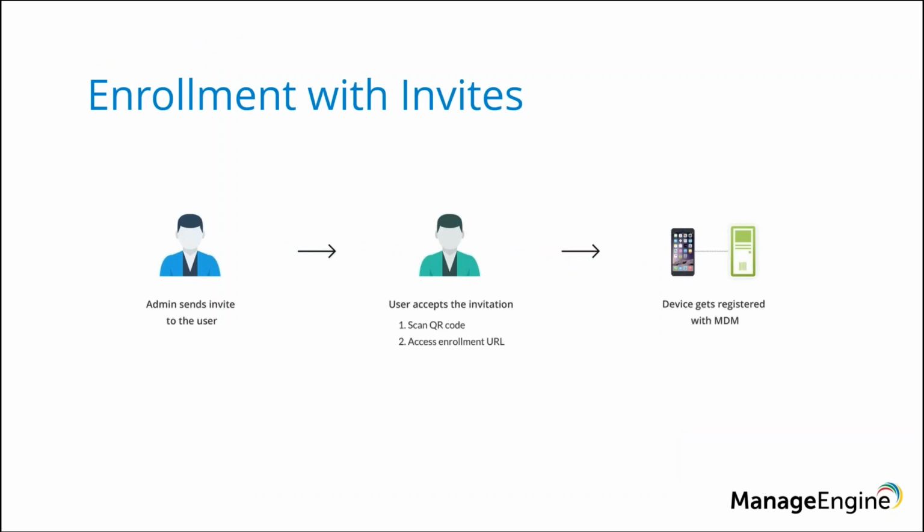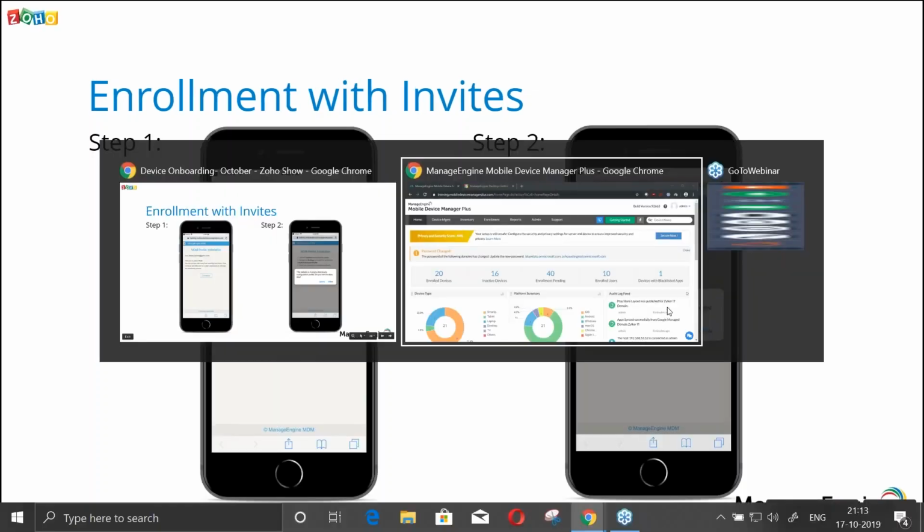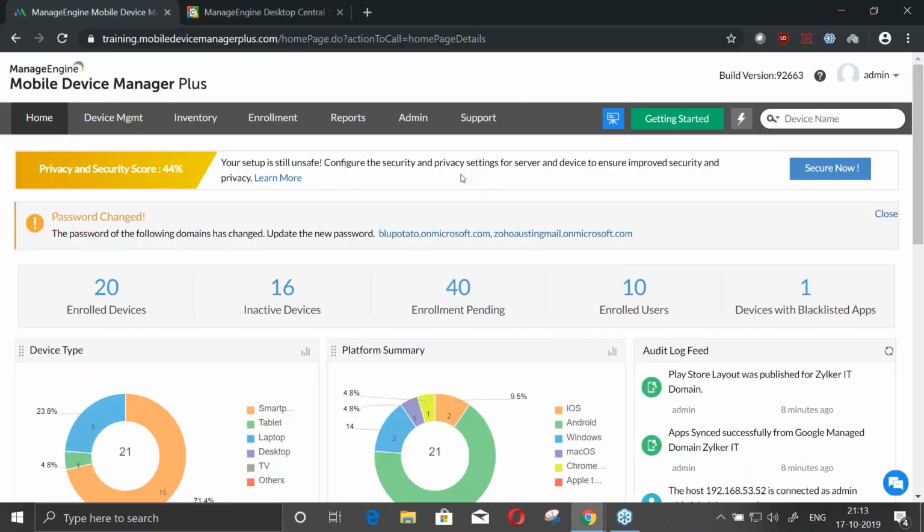Enrollment with invites is pretty simple. You have an admin. So let's take, for example, I'll be the administrator over here, and I would like to send an enrollment invite to my user. So what I would do is I would go to the portal, send an invite, and my user would have to accept the invitation, scan the QR code, and process the enrollment itself. So that is how we would proceed with enrolling a mobile device, and the device would get registered. Let me show you how you can perform that task under the MDM solution.